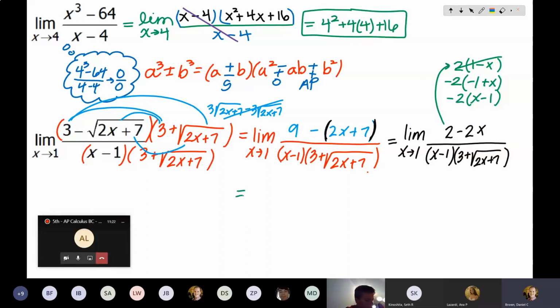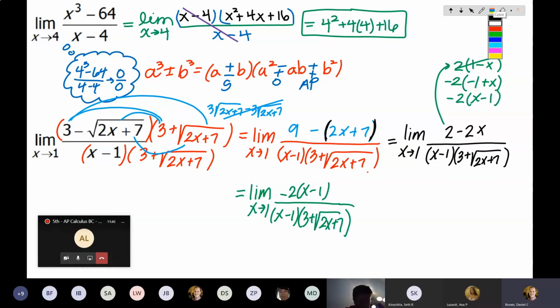So when I do factor out a negative, I have the limit as x goes to 1. I pulled out negative 2, x minus 1 over all of this. Again, the goal is really for any of this. Eventually, you should be able to cancel things because you basically need to cancel out the 0 over 0. And then you can go ahead and do your direct substitution.